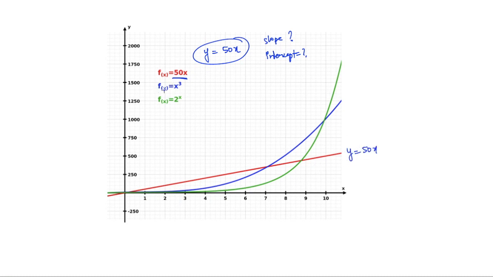The other one is y equals x cubed, or f(x) equals x cubed. This is your polynomial curve, denoted by this blue line, and y equals 2 to the power x, or f(x) equals 2 to the power x, is called your exponential curve, and that's represented by the green line. So three curves of different types are represented in the same graph.